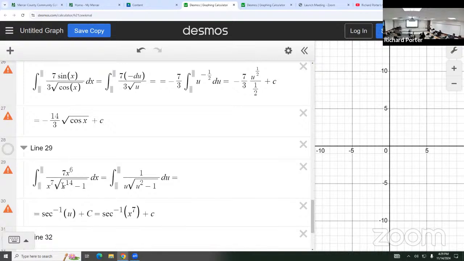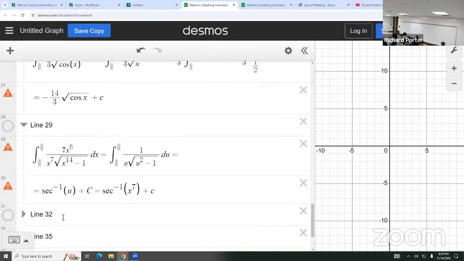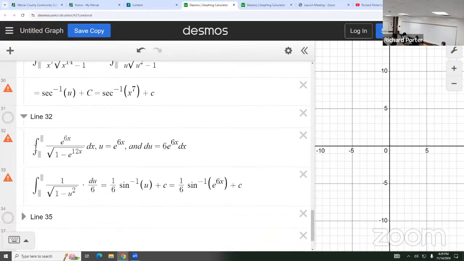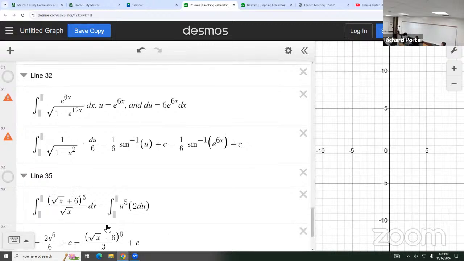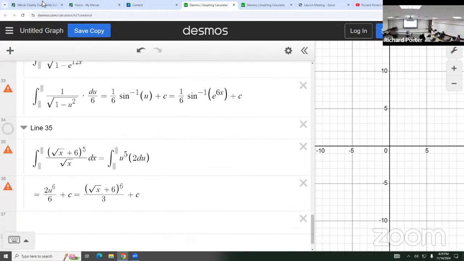This one here, integral equals, so now the integration has been done. This one here is all set up, and then it's integration. This is another integration by substitution. This right here, there's the substitution. That step is just integration. And back substitution. All right.